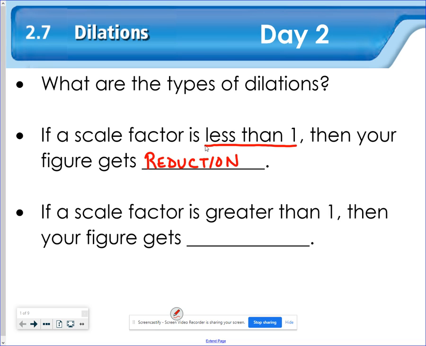Now, be careful. I said it could be written as a fraction or a decimal. Remember, some fractions are actually more than 1. So if you had a fraction that was, let's say, 6/5, that's more than 1. That would be an enlargement. So we have to be careful there. So if a scale factor is greater than 1, more than 1 would be an enlargement.